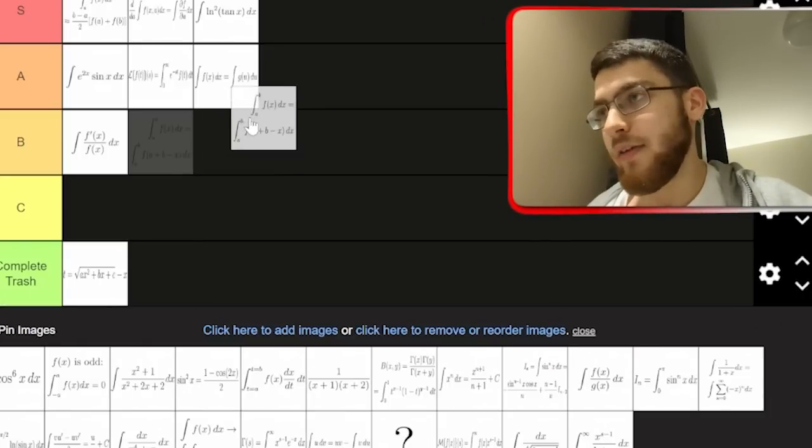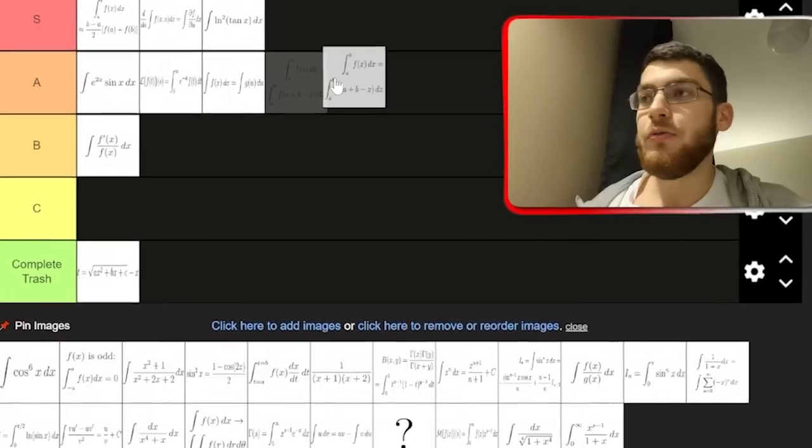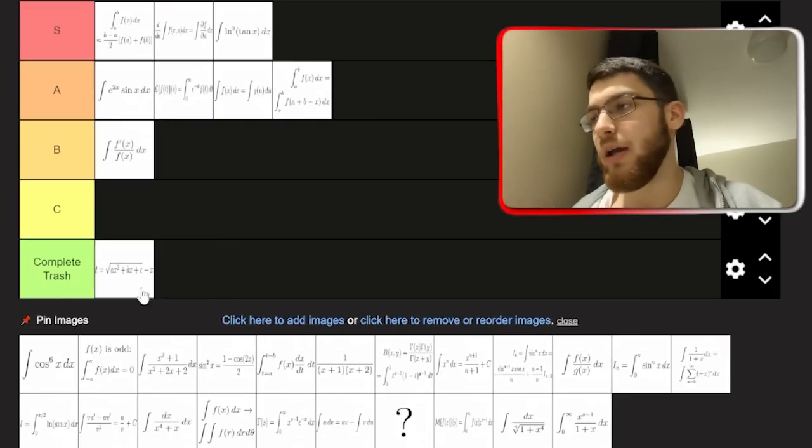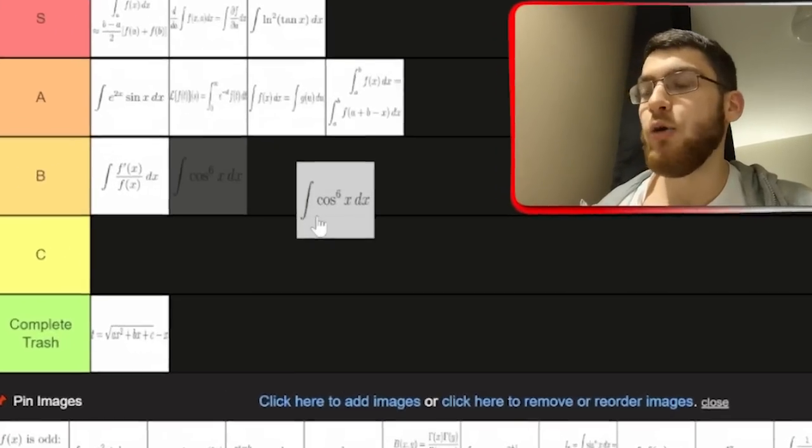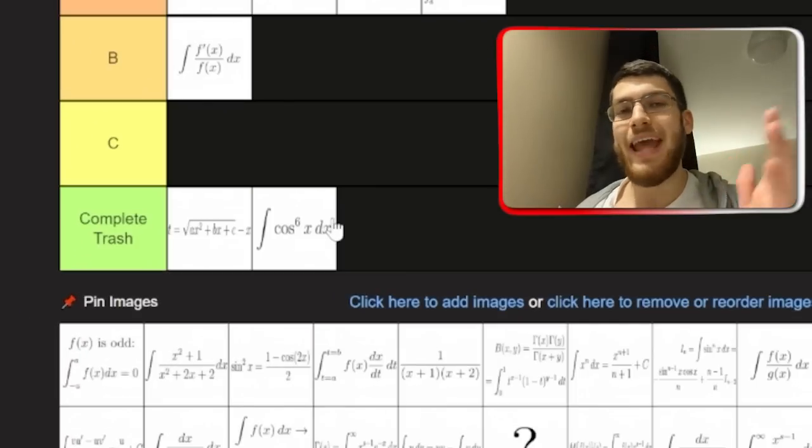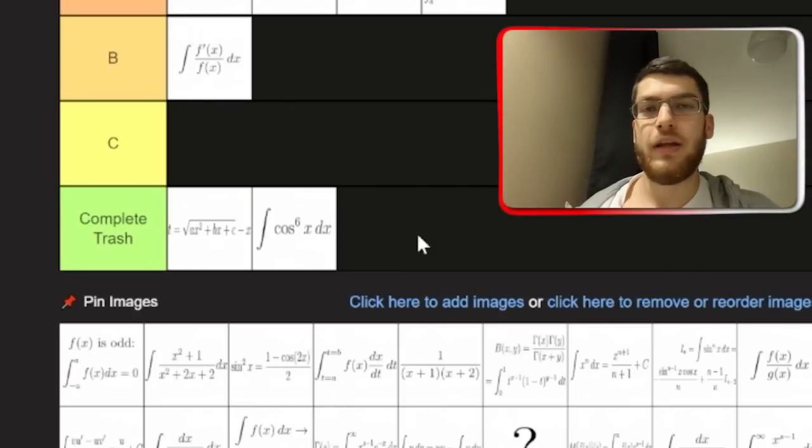Next, we've got this King's rule here. Very useful, kind of satisfying, so I've got to put it in A tier. Next, we've got integration by utter madness. Not satisfying, because it's very difficult to use, and because of that, it's not useful either. So complete trash. Other than its name gives it some points, but it's still complete trash. Like, don't actually use that, okay?